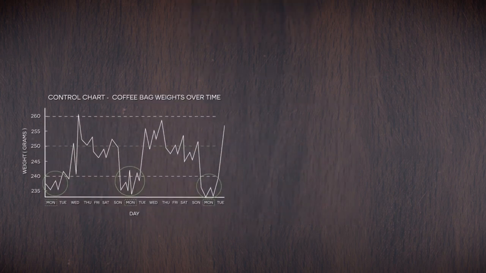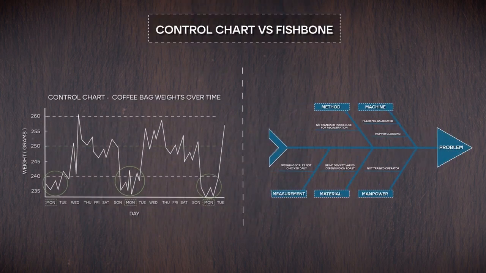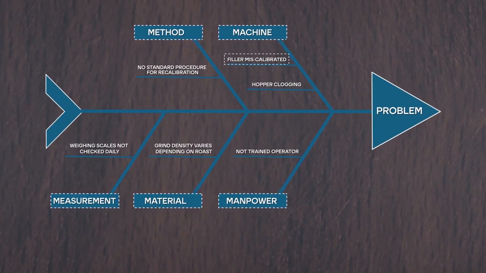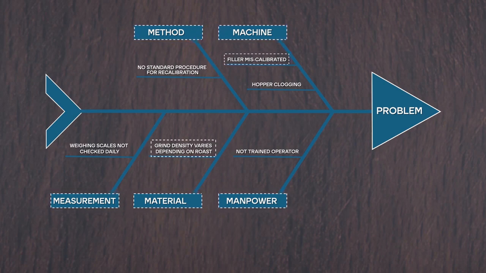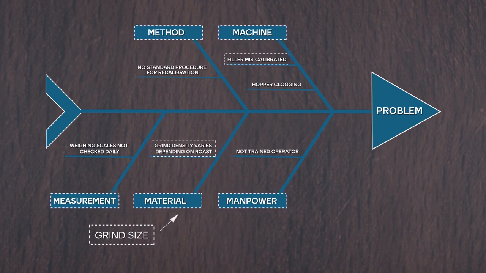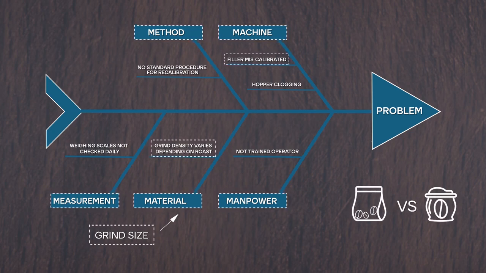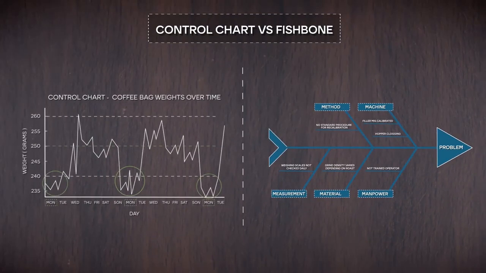Okay, now we look at the control chart side by side with the fishbone diagram, and we try to identify the actual causes resulting in the weights dipping every Monday below the lower control limit. And here, I've got a theory. The theory is that the operator forgets to recalibrate the machine every Monday morning, which also results in a coarse grind due to the roast variation. Right? So now we think grind size affects filling weight. When the grind is too coarse, the coffee takes up more space, leading to lighter bags. But up till now, this is just a theory.